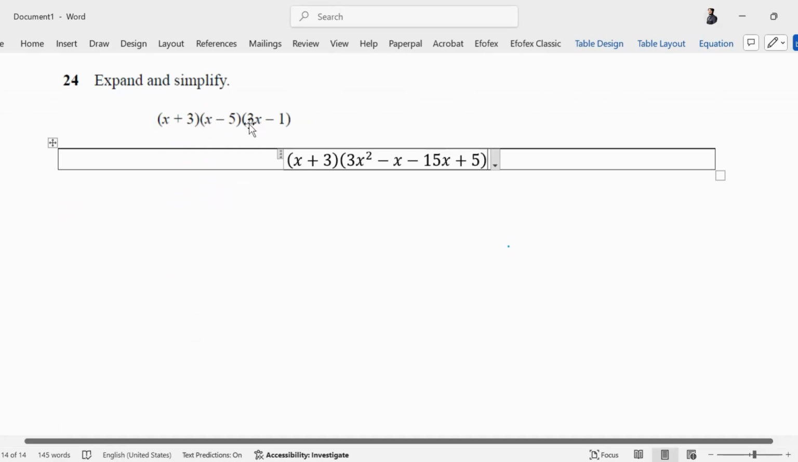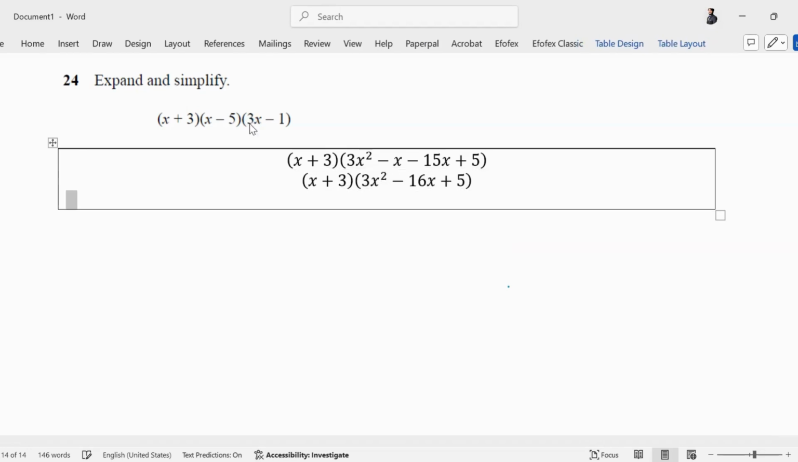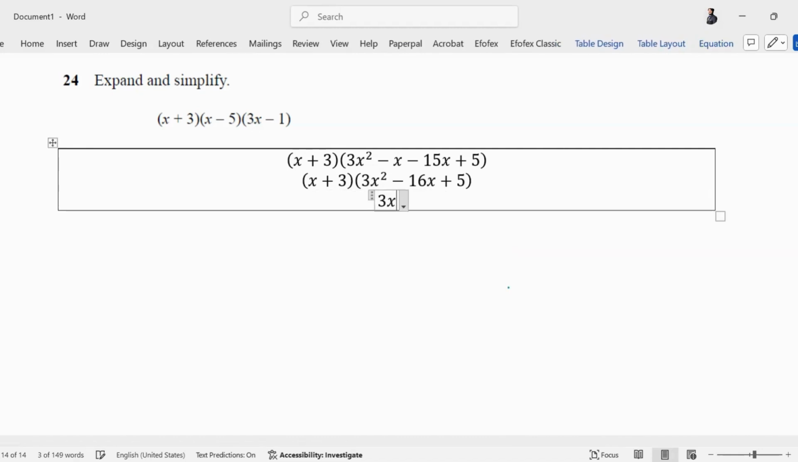I've kept the entire answer in another bracket because I know the entire thing will multiply by x plus 3. So first I must simplify like terms: 3x squared minus 16x plus 5. Now x will multiply by 3x squared. This will be 3x cubed minus 16x squared plus 5x, plus, now 3 will multiply 9x squared, minus 3 into 16. You can use your calculator. It is 48x, and plus 15.